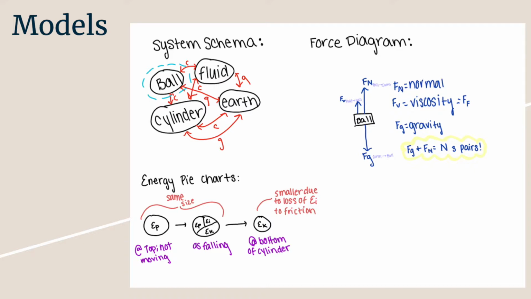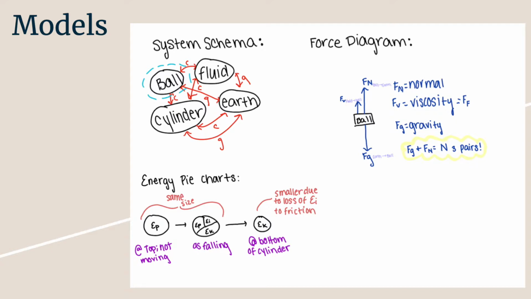Our energy pie charts: we start with just potential energy before the ball is moving, and then as it is falling, it is decreasing in potential energy, building up kinetic energy, and also building up internal energy. And then when the ball hits the bottom of the cylinder, the circle is smaller because internal energy was lost due to friction, and there's only kinetic energy because potential energy is gone.